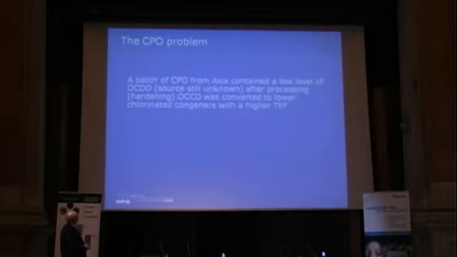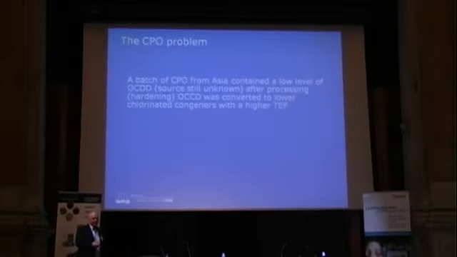Unfortunately, when it was shipped to Rotterdam, they processed the batch of crude palm oil, and the processing is, they add some hydrogen and a catalyst, it's hardening. The palm oil is used for human consumption, so they prepare all kinds of food from that, but the byproduct is also used for the feed industry. But both products are hardened, and by hardening it, the OCDD was converted to lower chlorinated congeners with a higher TEF value.